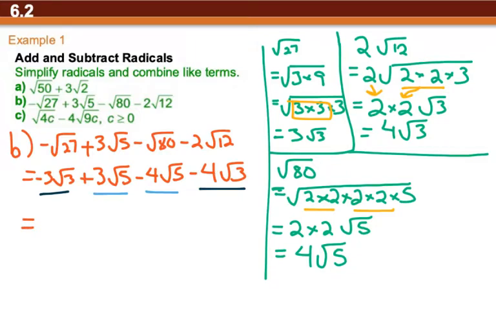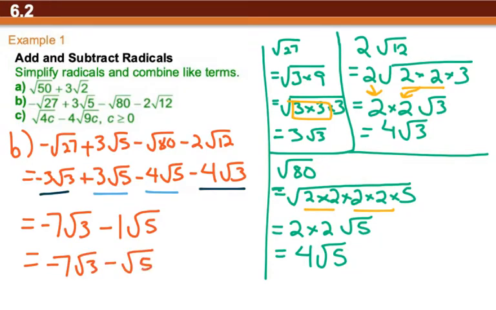So looking at the root 3's, we have negative 3 root 3, and at the end minus 4 root 3. Add the coefficients. Negative 3 plus negative 4 would give us negative 7 root 3. And the root 5's, we have 3 root 5 minus 4 root 5. 3 minus 4 would give us negative 1 root 5. But as with variables, we don't put a coefficient of 1. So a better way of putting this, a simpler way, negative 7 root 3 minus root 5.